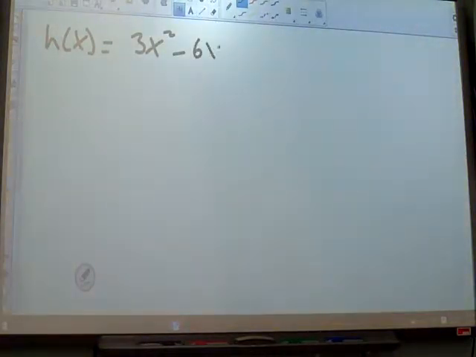Alright, on 11, a bridge builder is constructing a cable suspension bridge in our town. Boy, wouldn't that be exciting? A suspension bridge in Haskell. The cable being used will form the curve modeled by, here we go, h of x is equal to 3x squared minus 6x plus 200. Where x represents the length of the cable used in feet and h of x represents the height of the cable. At what height will the cable hang closest to the bridge deck?